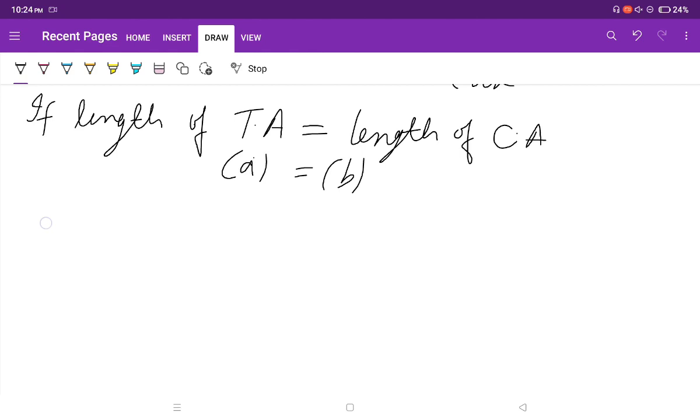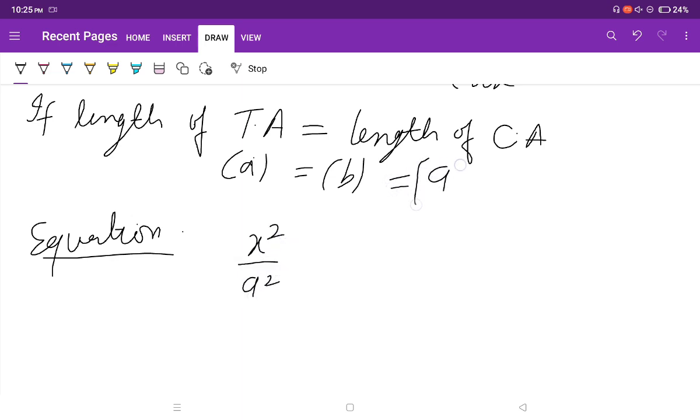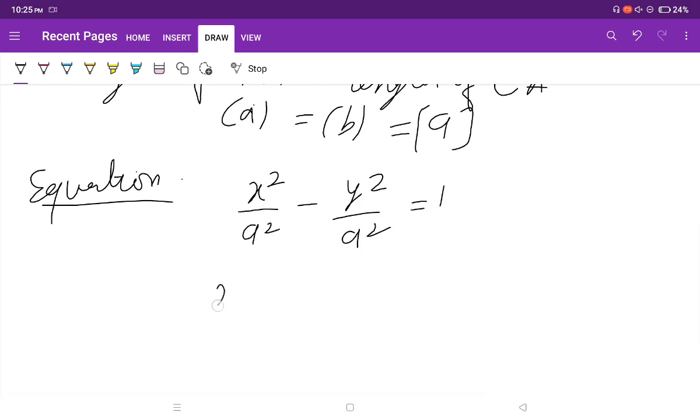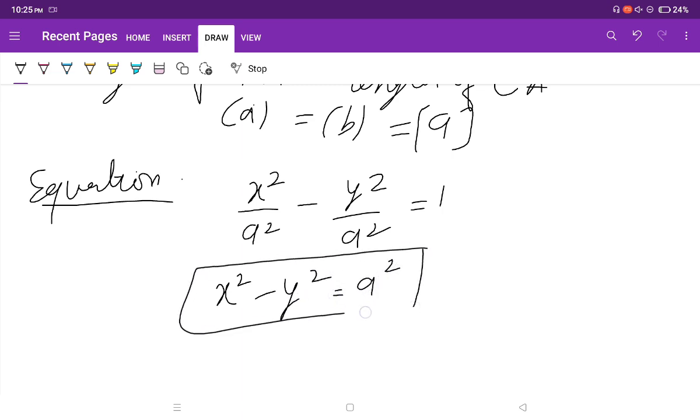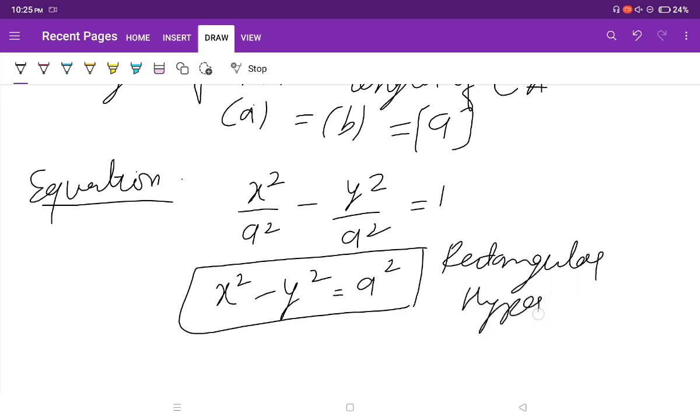So the equation changes to, what? X square over a square minus y square over a square equals 1. That is, we have x square minus y square equals a square. So this is the equation of rectangular hyperbola, right?